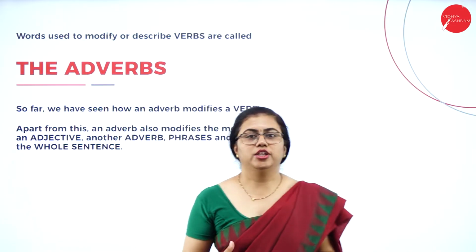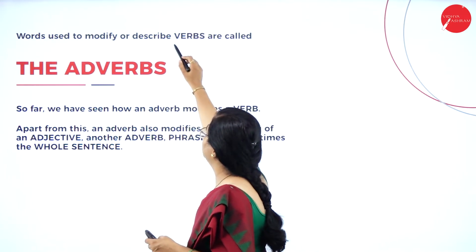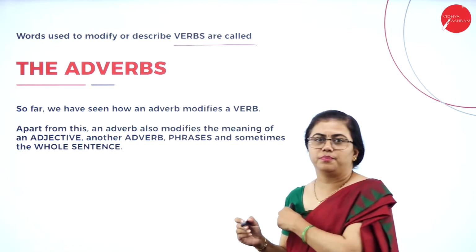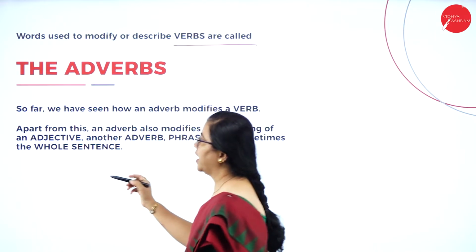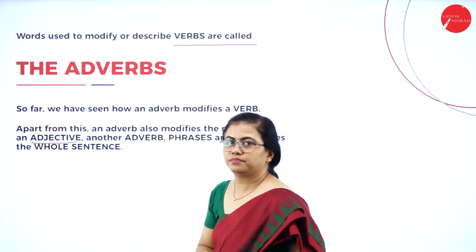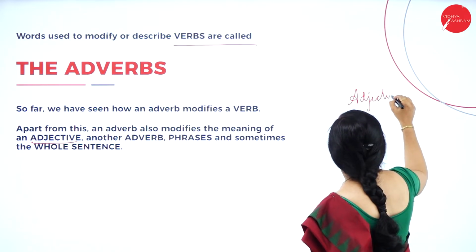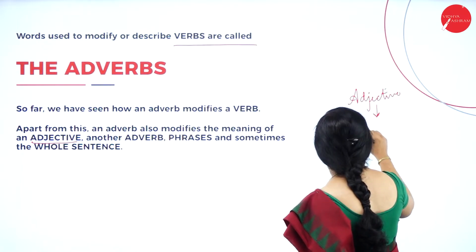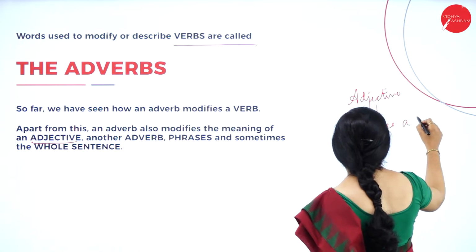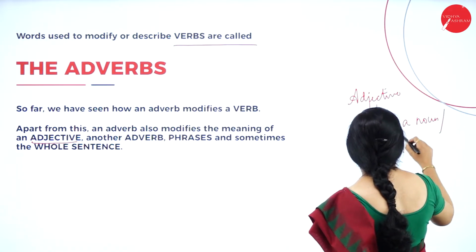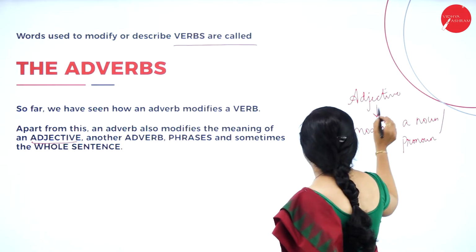So according to the further knowledge we are going to learn now: words used to modify and describe verbs, only till here we have learned that is the adverb. Here an adverb can also modify an adjective. What is an adjective, by the way? An adjective is a word that modifies or talks about a noun or a pronoun.